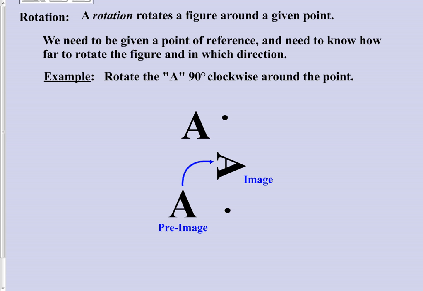Okay, we also talked about rotations. Obviously, a rotation rotates a figure around a given point. There's a couple pieces of information that you're going to need to know in order to do a rotation. First off, we need to know what we're rotating around. There has to be some anchored point in our diagram, and then we need to know how far this rotation is going to travel. Typically rotations are given in terms of fractions of circles, and we know well that there are 360 degrees in a circle. So typically you get rotations like 90 degrees, 180 degrees, 270 degrees, which are basically quarter turns of a circle.